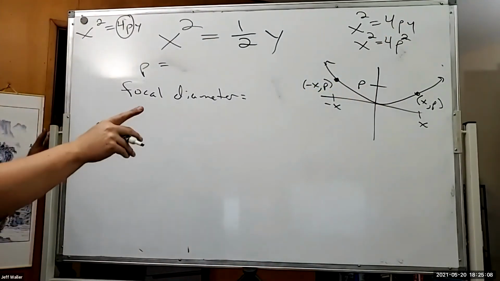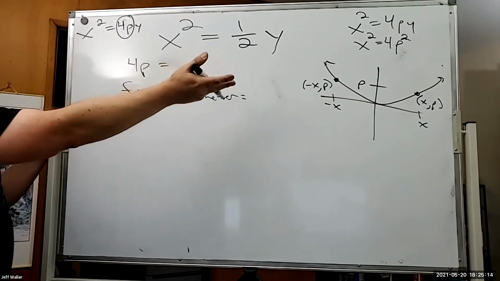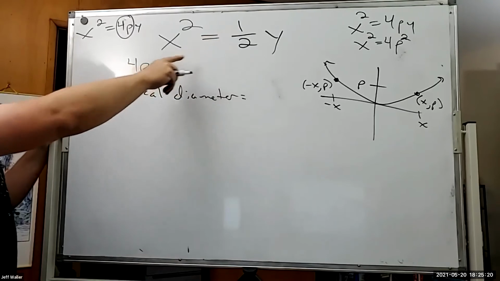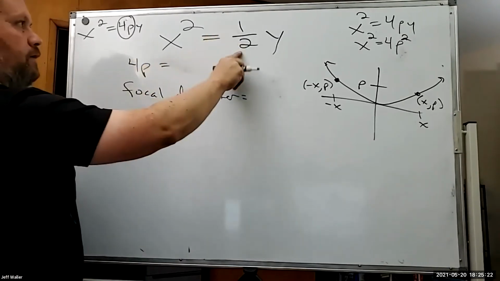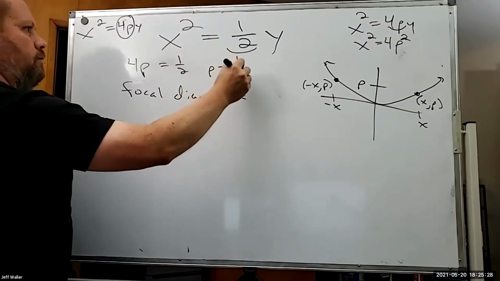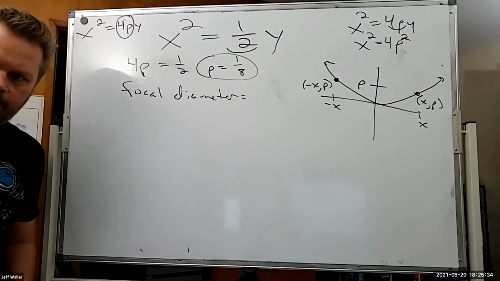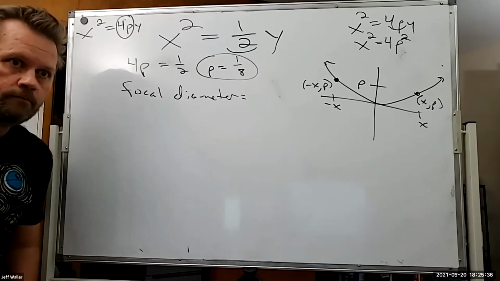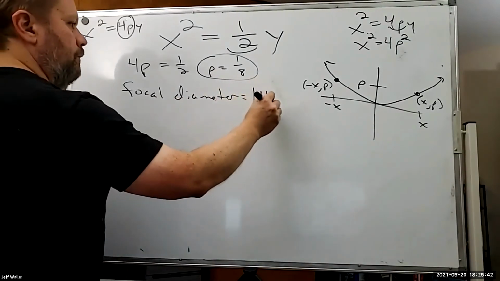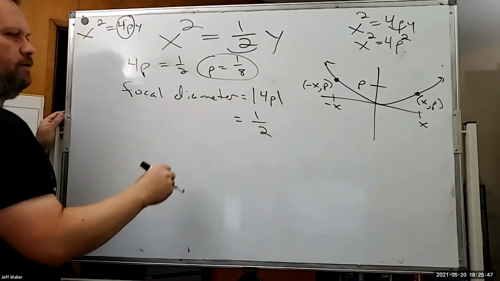All right. Now, to figure out what P is, what does 4P have to equal? What's in the right place for 4P? About 2. Yeah, 1/2. Isn't that in the right place? So then I can figure out P is 1/8. Then the focal diameter is 4P, so that would be 1/2. Right? 4 times 1/8 is 1/2.